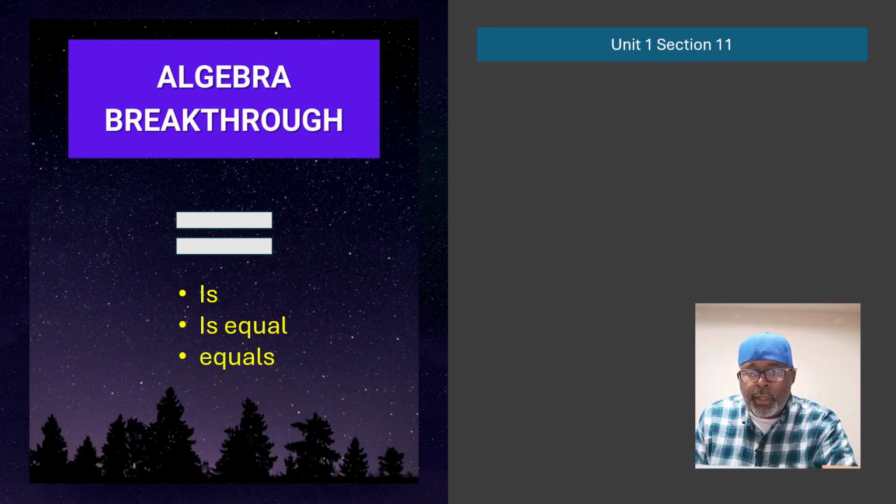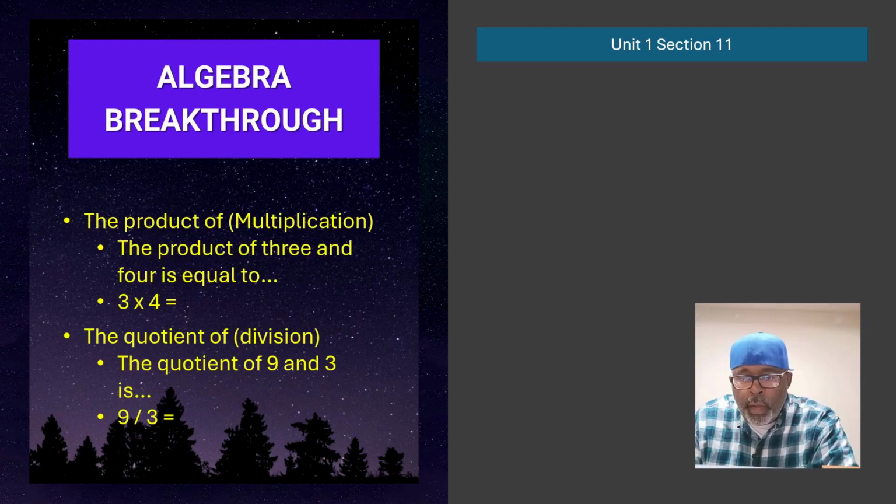The equal sign is represented by the words is equal, or equals. In this example, we have the product of 3 and 4 is equal to, or in other words, 3 times 4, which is 12.